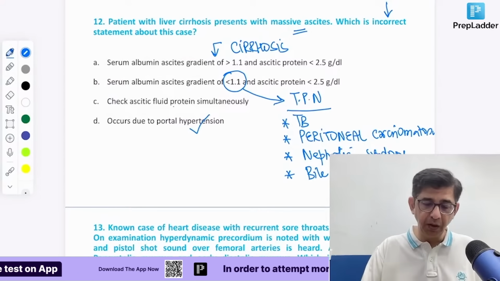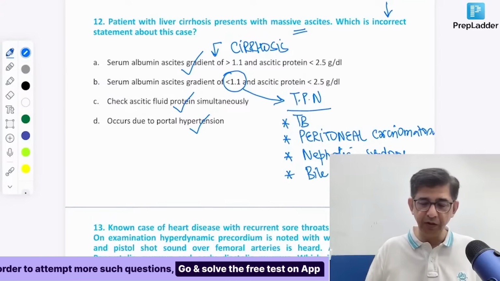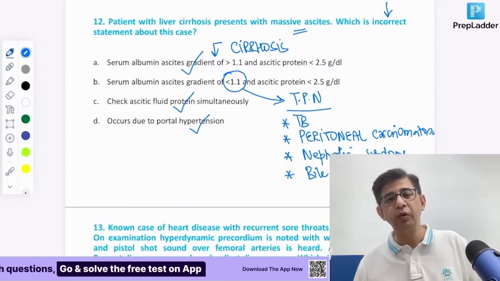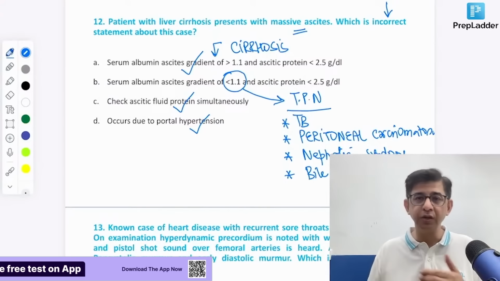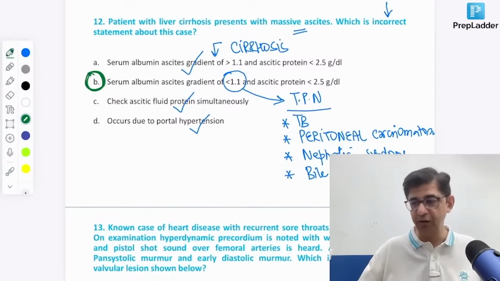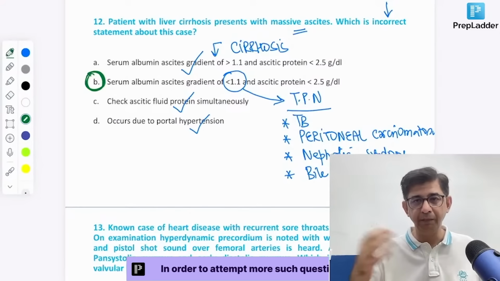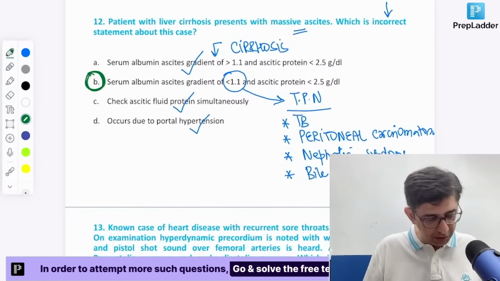So this is okay. Ascitic fluid protein evaluation is fine, and the value being more than 1.1 is okay. But if you look at option B, that's the wrong statement here, because that would be seen with TPN. So a bit of cramming and remembrance has to be done for this question. This question was a combination of cramming the data and then being able to recall it in the shortest possible time frame.